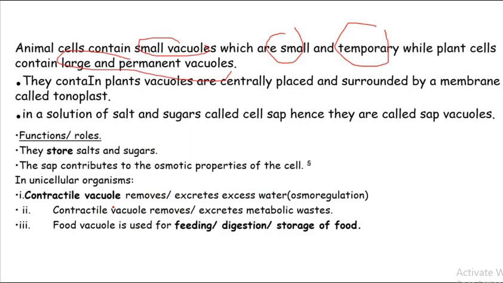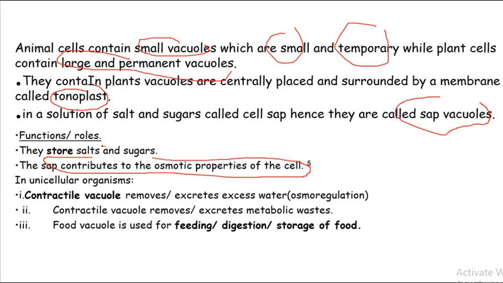In plants, vacuoles are centrally placed and surrounded by a membrane called the tonoplast, and contain a solution of salts and sugars called cell sap, hence they are called sap vacuoles. Their role is to store salt and sugar, and the sap contributes to the osmotic properties of the cell.